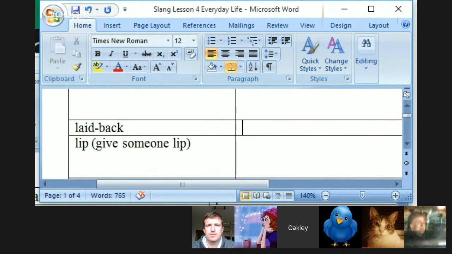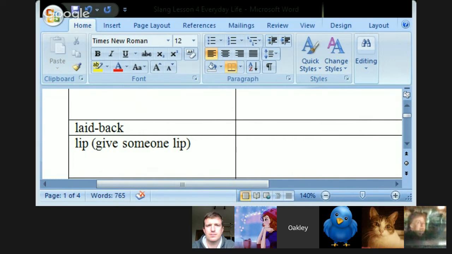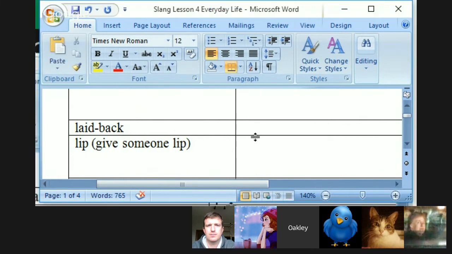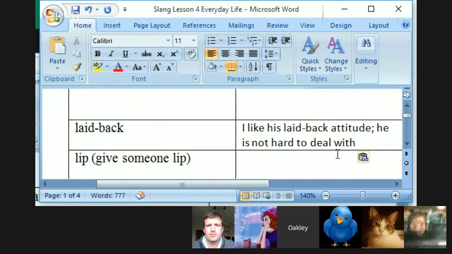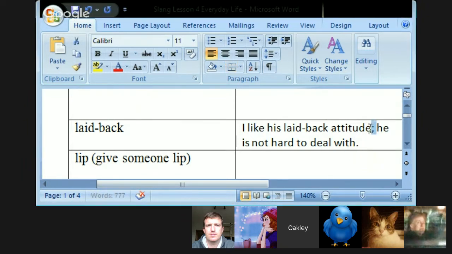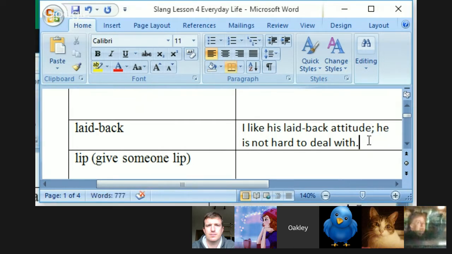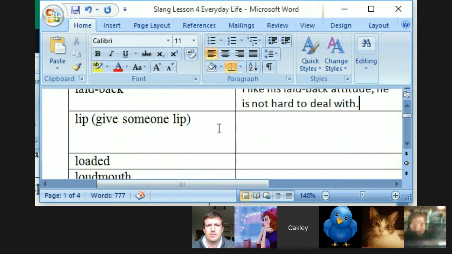Okay, that is very, very good. That's an excellent sentence, very illustrative, so I'm just going to copy it as it is. Okay, I like his laid-back attitude; he's not hard to deal with. Excellent job with punctuation using a semicolon to create a compound sentence from two independent clauses. Woo! That's some darn good English right there. And very good use of the adjective laid back, often collocated with laid-back attitude. Goes with attitude perfectly. Okay, excellent.